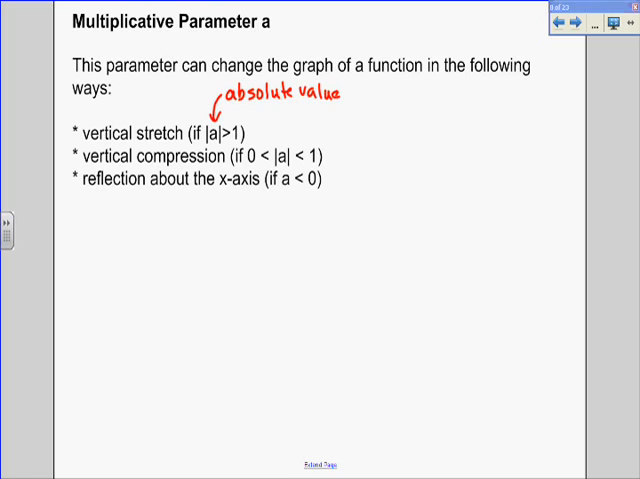A vertical compression, so it's going to be smushed downwards, happens if the absolute value of A is between 0 and 1, so if it's some decimal or fraction less than 1. And it will be reflected around the x-axis if A is less than 0. We don't have the absolute value there. That just means if the value of A is negative, then we're going to have a reflection about the x-axis. And you can see here that we could have this and either one of the first two happening at once if we have a negative value. So we can have a reflection and a vertical stretch, or a reflection and a compression happening both at the same time. So let's take a look at a couple of examples here.